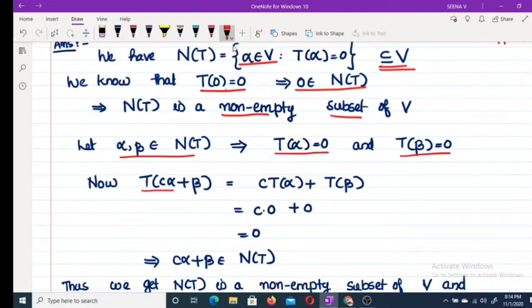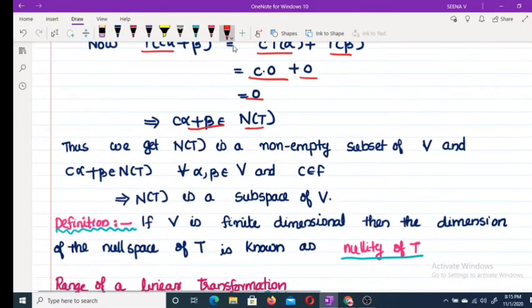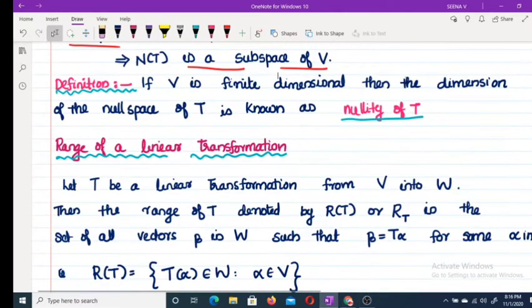Now T of (c alpha plus beta) equals, by definition, c into T alpha plus T beta, and that is equal to c into 0 plus 0, which is equal to 0. This implies c alpha plus beta belongs to N of T. Thus we get N of T is a non-empty subset of V which satisfies this condition. This implies N of T is a subspace of V.